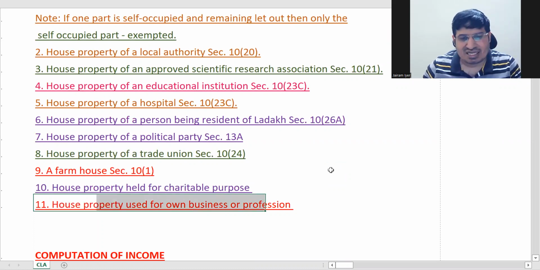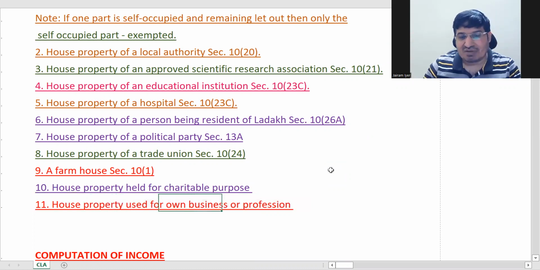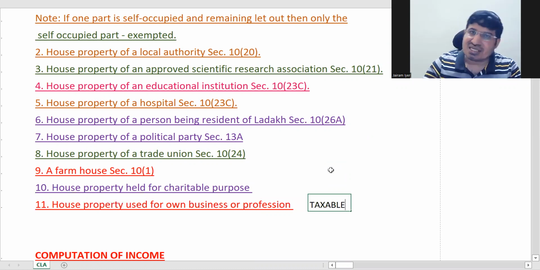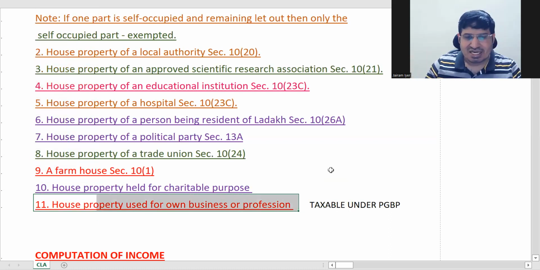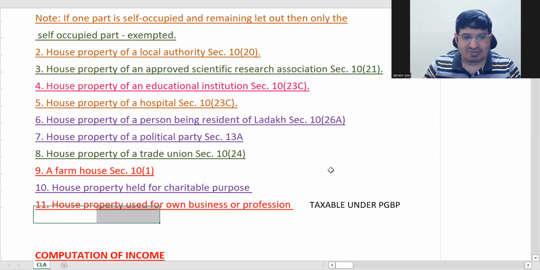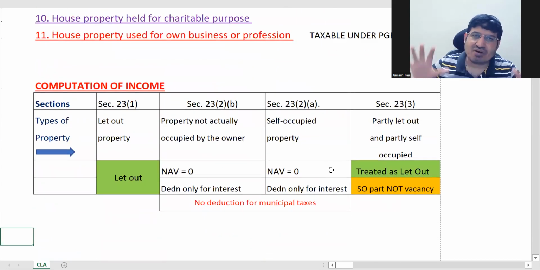The only thing is that the last one is exempt under house property, but is taxable under PGBP. Here, it is exempt under this section, but taxable under PGBP. The others are fully exempt under the Income Tax Act. The 11th one is exempt for house property only. So these are all the basics we have completed for house property.